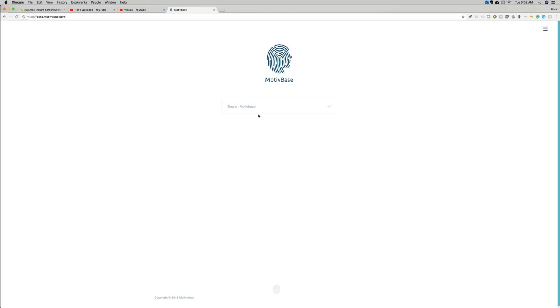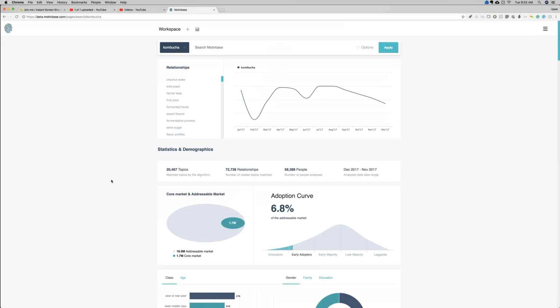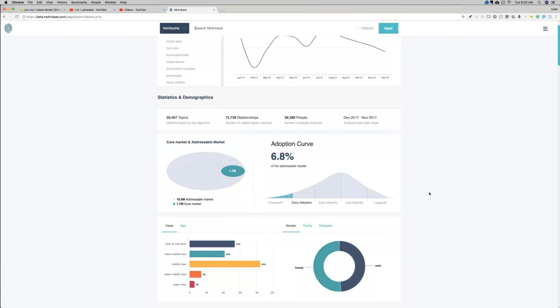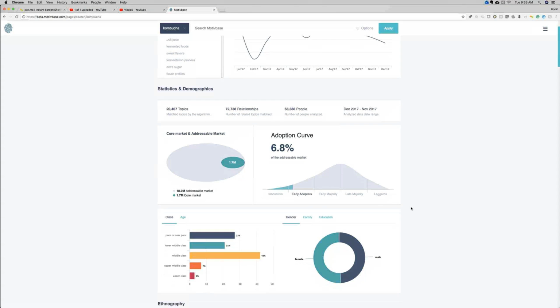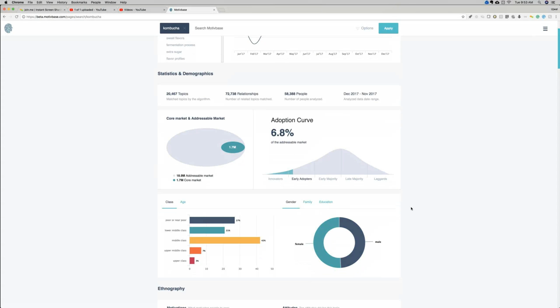So I'm going to start with the main search here for the term kombucha itself. We'll let MotivBase crunch the numbers and give us a sense of really what's driving consumer motivations and attitudes around kombucha. Okay, so one of the first things you see with kombucha itself, and I've just done a search here for 2017 data, the addressable market and the core market are quite small, just a 19 million addressable market, 1.7 million core market. It is still very much in the early adopter phase of the adoption curve, so it's still early in its life cycle and maturity.